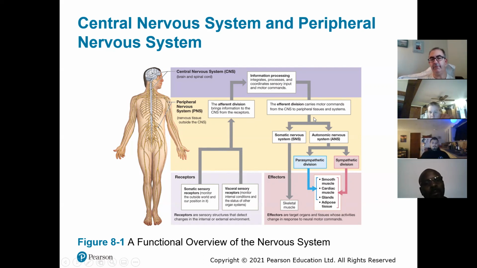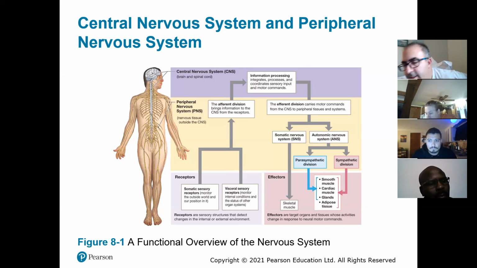The efferent division of your peripheral nervous system is divided into somatic and autonomic. So what does autonomic sound like? Automatic, like auto. Automatic, good. The autonomic nervous system controls involuntary things, right? So it's controlling things like your breathing and your heart rate, right? It's controlling organs that are involuntary. You can't consciously send those messages to your lungs or to your heart.